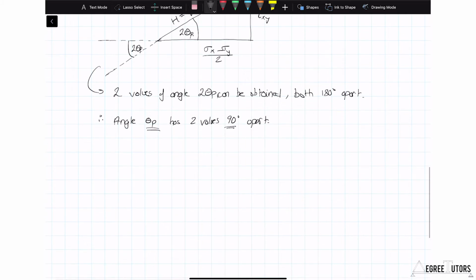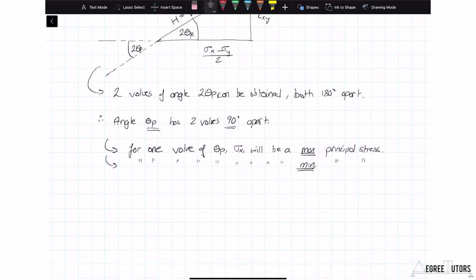Let's tease that out a little more, and we'll say for one value of theta p, remember there's two of them, sigma x1 is going to be the maximum principal stress, and for the other value of theta p, sigma x1 will be the minimum principal stress. So we've got two angles now, and one of them is the angle upon which the maximum principal stress, the maximum value of the normal stress, occurs, and we're going to define that as a principal stress. And on the face that's 90 degrees rotated from that, we're going to get the minimum principal stress.